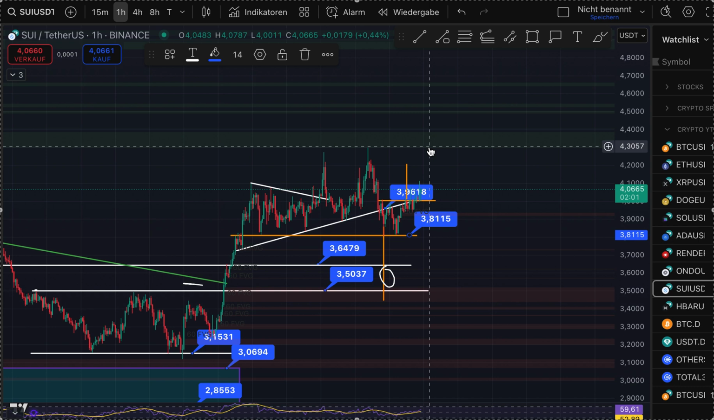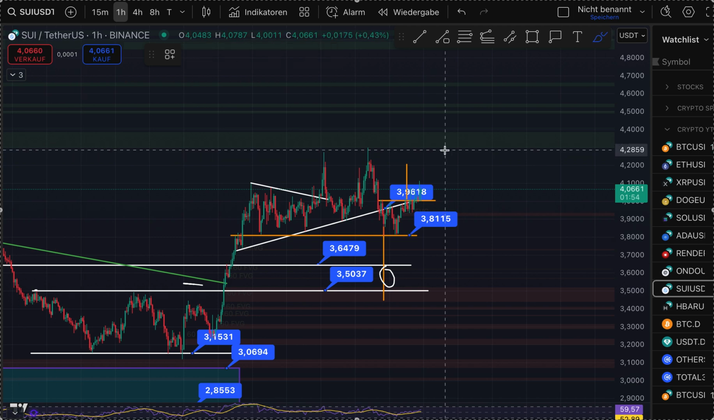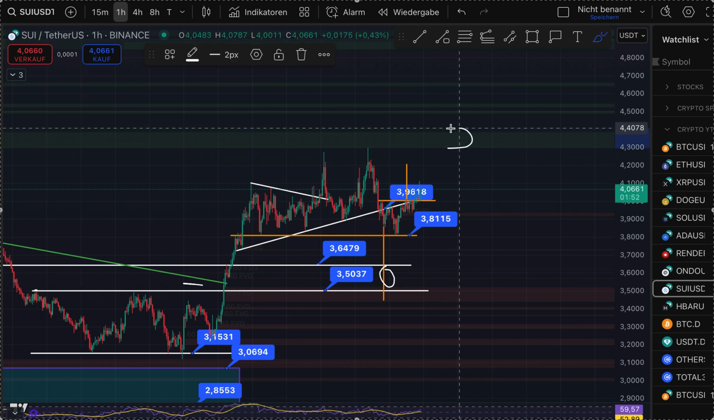$4.20. But if we take the $4.30 to the upside, we can fill the fair value gaps even up to $4.38. I will also put you here a circle for the fair value gap.